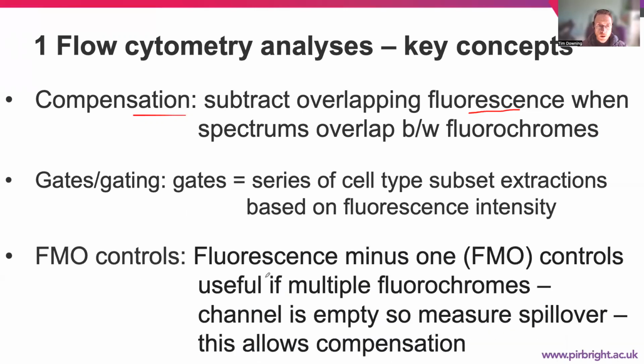And then we have these FMO controls, which are fluorescence minus one controls, and they're useful if there's multiple fluorochromes because empty channels can be used to measure the spillover of the fluorescence, and that can be subtracted then via compensation to get a more accurate estimate of the true intensity.